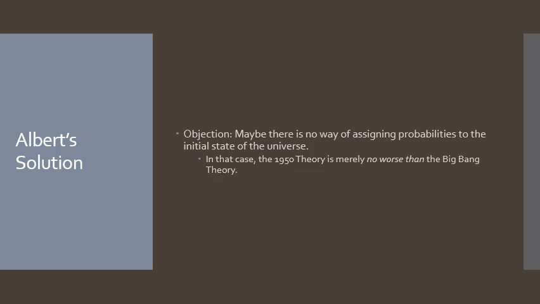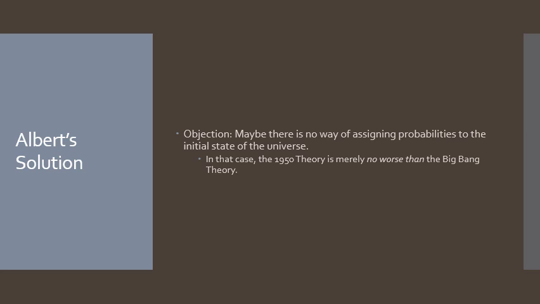Now you might have this objection. You might think, well, maybe there's no way of assigning probabilities to the initial state of the universe. Now, I don't know why. Maybe you have a problem with a priori probabilities in general, so maybe you think there's no way of assigning any a priori probability, or maybe you just have a problem with prior probabilities for initial states because maybe you think that probabilities always have to be conditional on some information about the actual state of the universe. Whatever. Let's say you think that we don't know what the prior probability should be, and there's no correct probability distribution for the initial state of the universe.